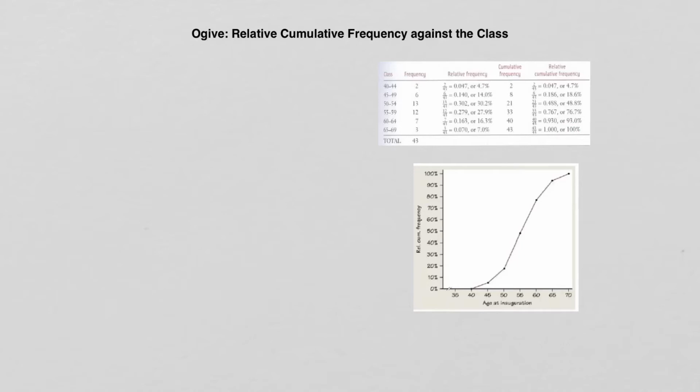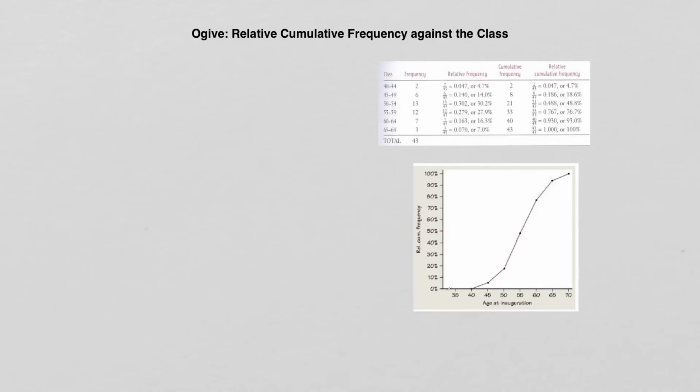So to do an ogive, all you have to do is take these percentages and sketch them against the class. So here is the class, and here are your percentages. And the first one is a percentage of 4.7. So this point here is 4.7, and you figure out what is 18.6, which is somewhere in here, right? And 48.8, which is somewhere in here, just below 50%.